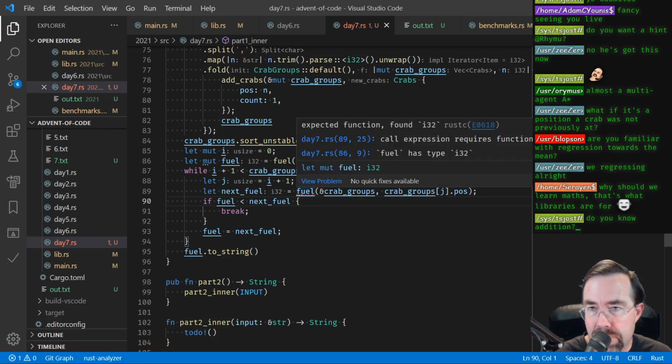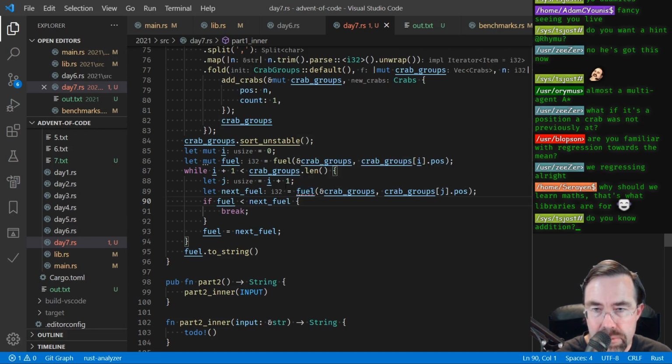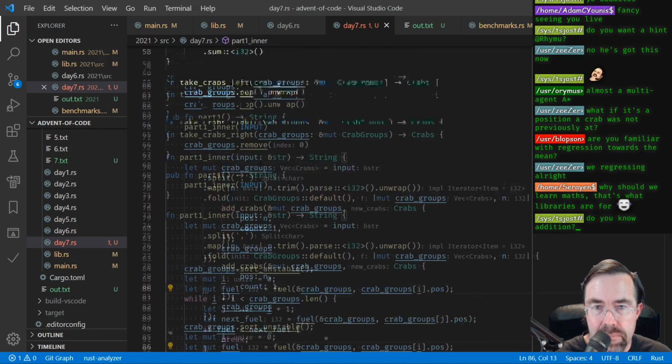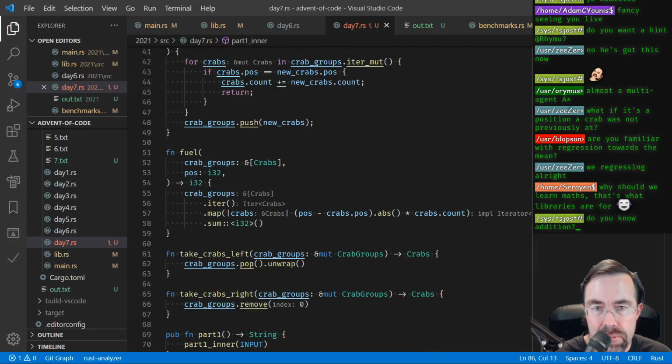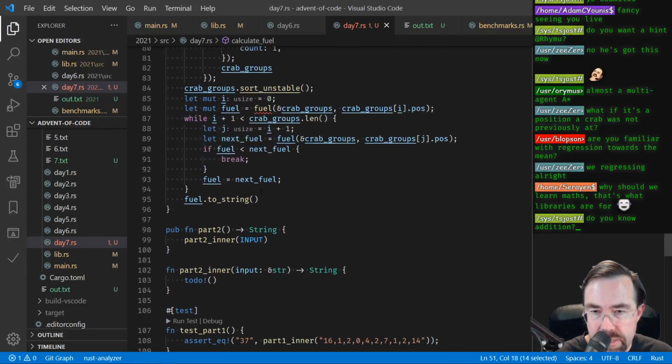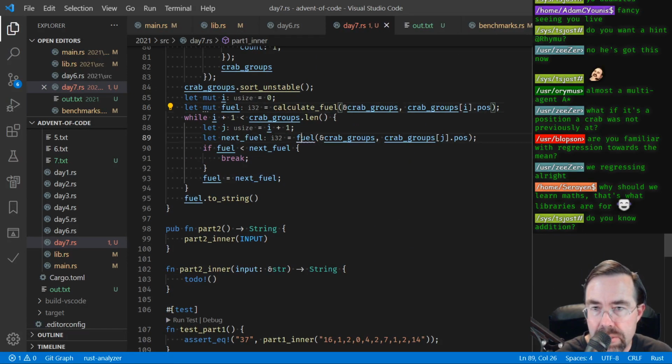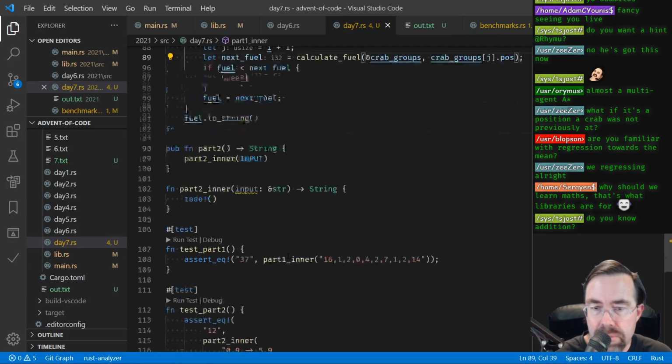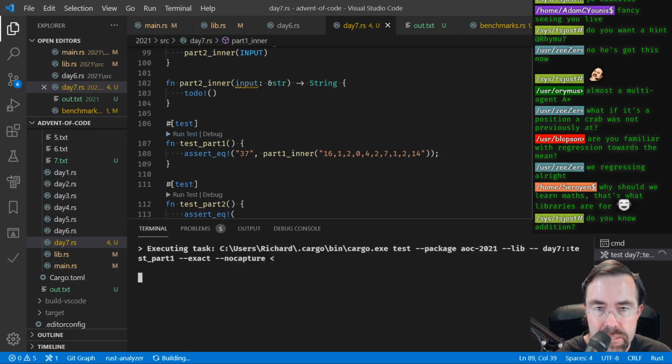What's wrong with my fuel function? Oh, because I can't call it fuel. How about we call this one calculate fuel? It feels like we're actually accomplishing something if I call it calculate fuel, doesn't it? Now it will compile, and now I can maybe run my test.